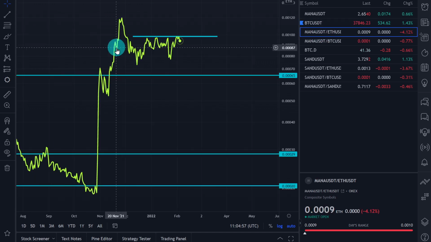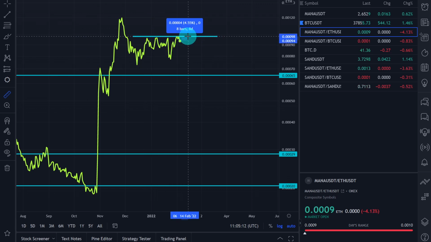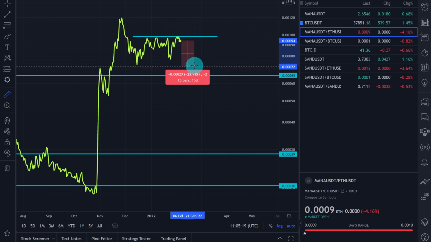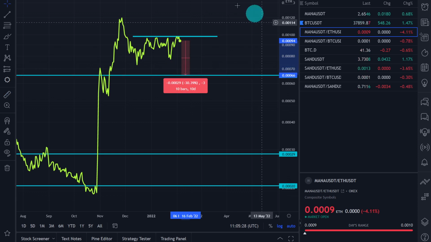For MANA, this doesn't look as positive, right? We had 4 hits of this resistance over here. And so unless we can overcome it this time, we are looking at a potential gain of only 5% versus a potential loss of somewhere between 18 to 30%.